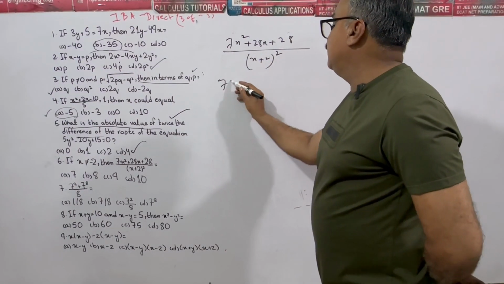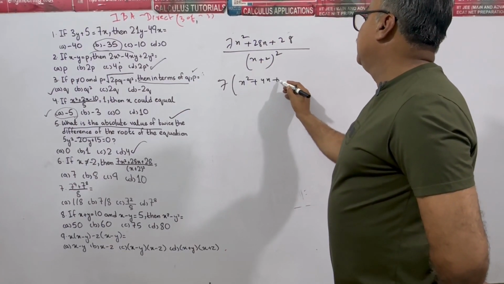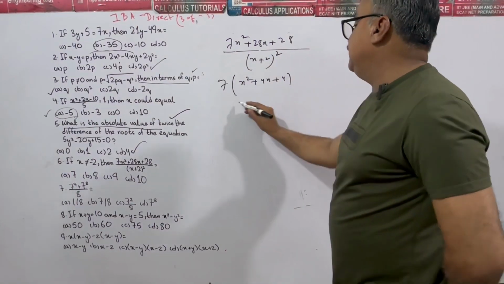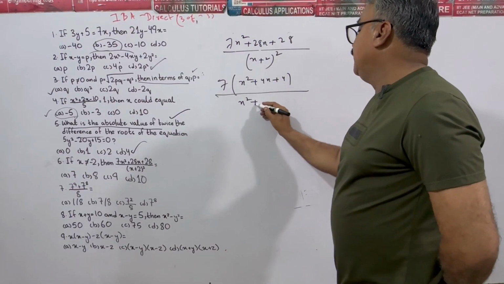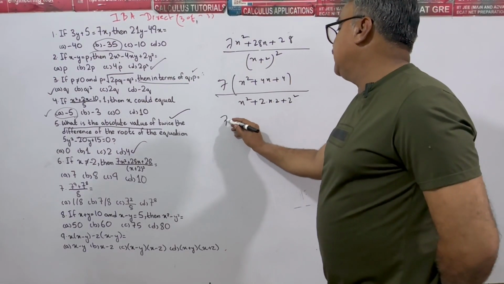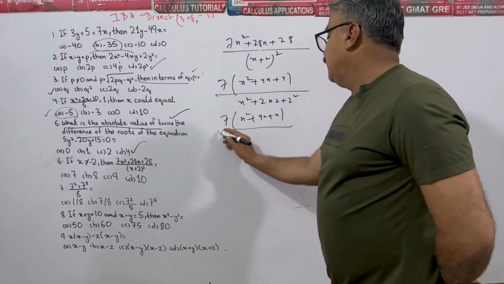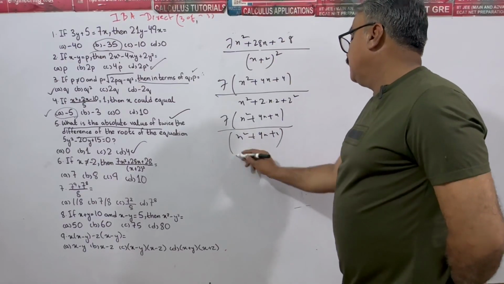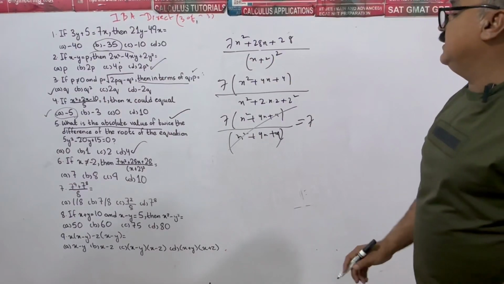Taking 7 common from the numerator, I have x square plus 4x plus 4. Taking 7 common: 7 times 1 is 7, 7 times 4 is 28. Same is the case here. What about this? Open up (x plus 2) whole square: first into second twice, plus the square of the second. So I have 7 times (x square plus 4x plus 4) divided by (x square plus 4x plus 4). They are cancelled out. So 7 is the answer in that case.